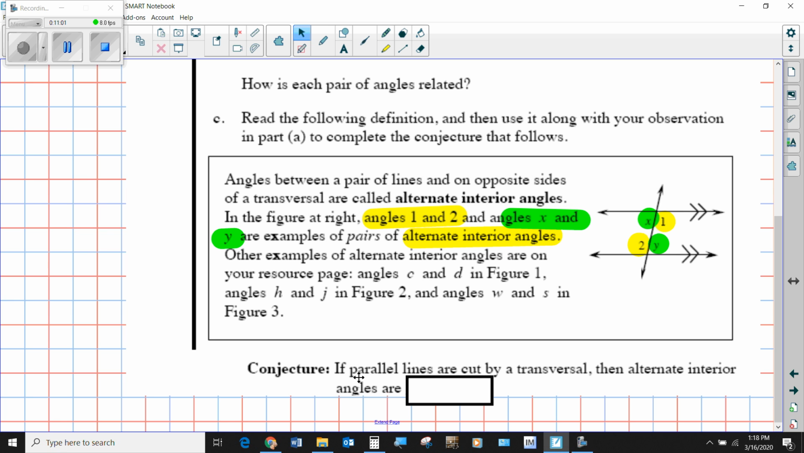So our conjecture is: if parallel lines are cut by a transversal, then alternate interior angles are also going to be congruent. And you can look at them. They look like they're the same. They are the same.